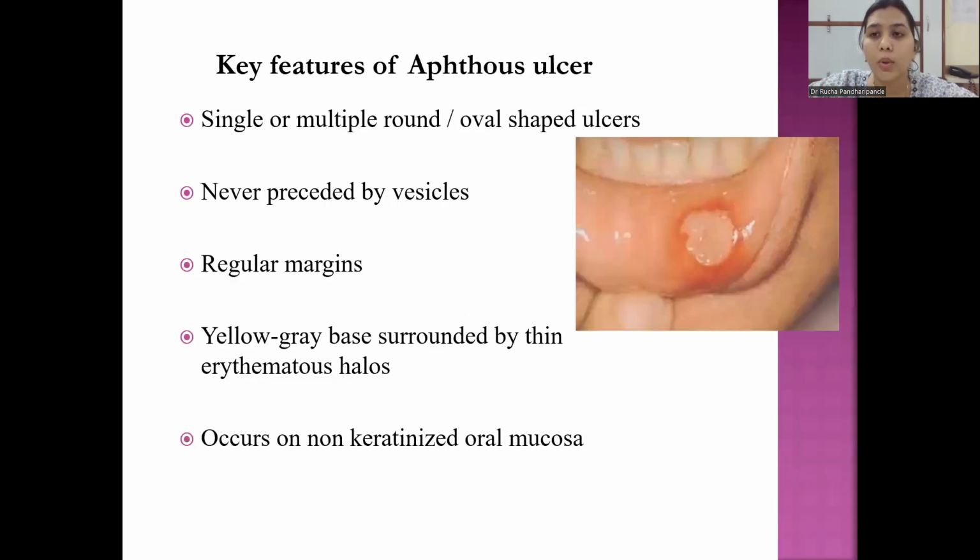So this was all about the clinical features of aphthous ulcer. Things to remember as key features of aphthous ulcer, which will be helpful in diagnosis. These are six clinical features. They are single or multiple round ulcers. They are never preceded by vesicles. They have regular margins. They have central yellow slough surrounded by erythematous halo, and they occur on non-keratinized oral mucosa.